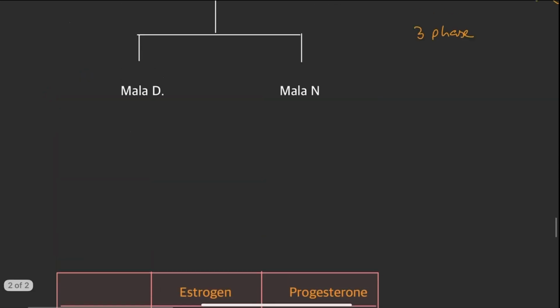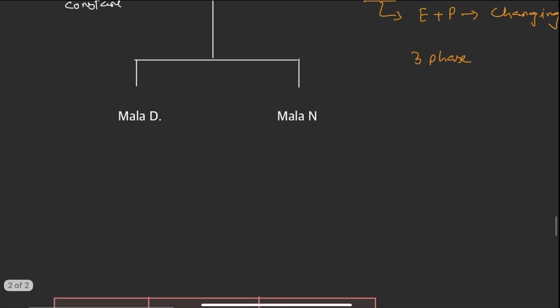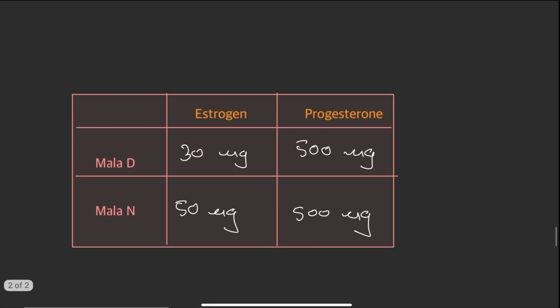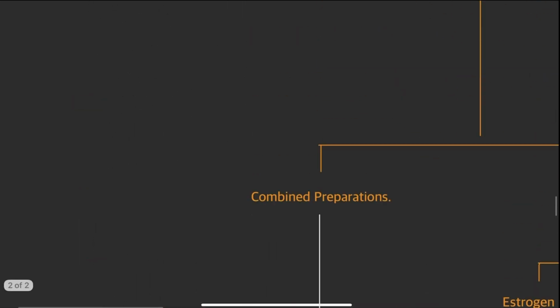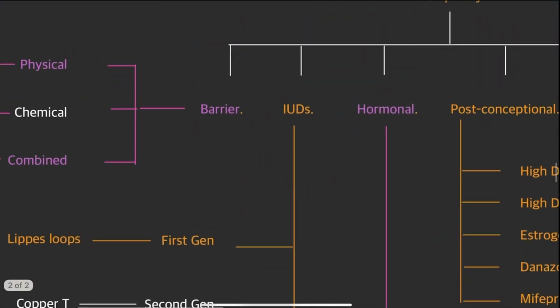For triphasic, you don't have to remember any dose. You can remember this as 30-50. So estrogen keeps on changing: in Mala D we have 30 and in Mala N we have 50, and progesterone is just the same. Okay, so we have completed hormonal.